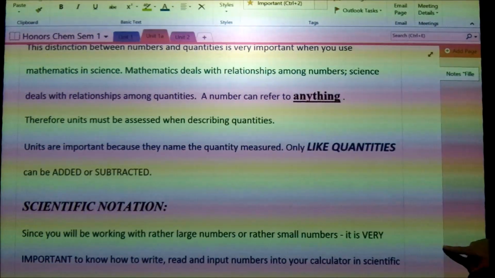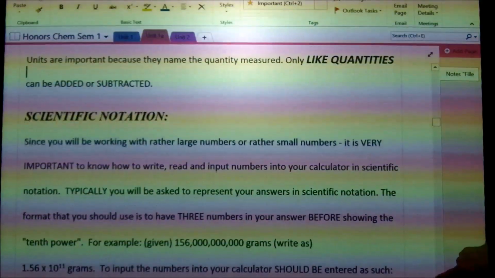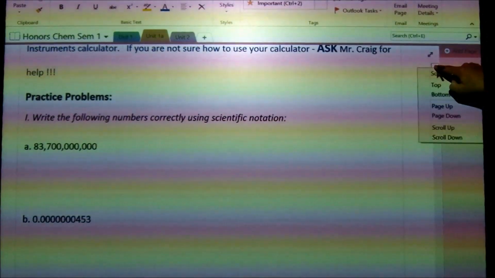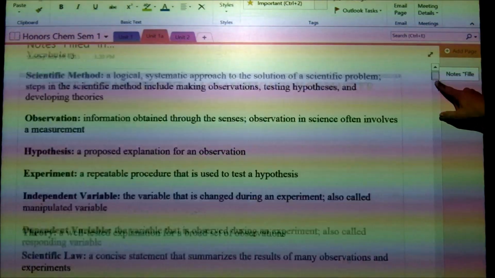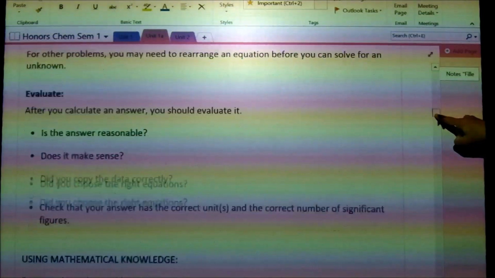Scientific notation. Where'd my thing go? Okay. Scientific notation. We will use scientific notation in here, and actually we'll get some practice. Oh my goodness, the smartboard is extra special.